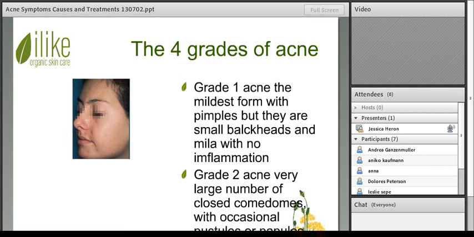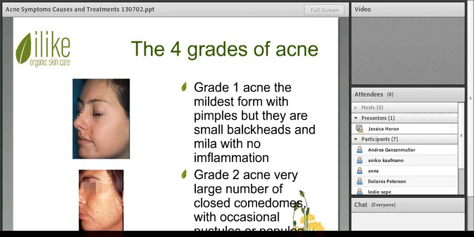So here's a picture of the grade 1, and you can see that it's visible, but not something that's super noticeable. And it's the mildest form, but probably the most common teenage acne as well. They're small pimples, they're closed comedones, they're open comedones, small blackheads, and a little bit of closed comedones with no inflammation associated with it. The grade 2 has a little bit more action happening. You have a very large number of the closed comedones with occasional pustules or papules. So you get a little bit coming out more, a little bit more inflammation starts to happen at this time.